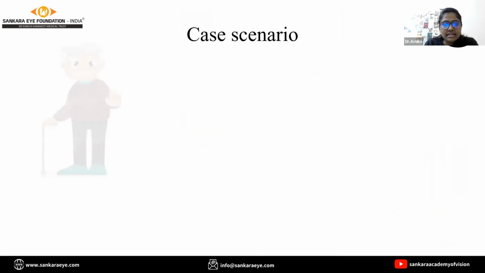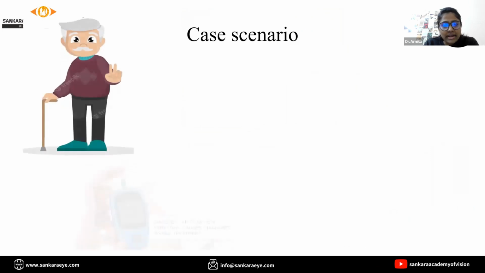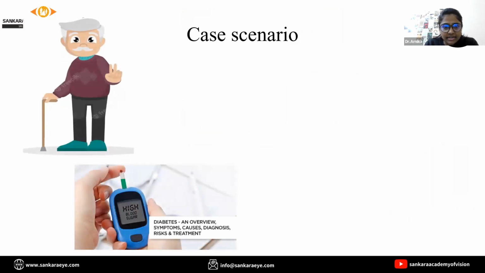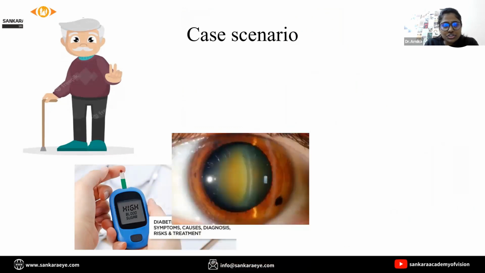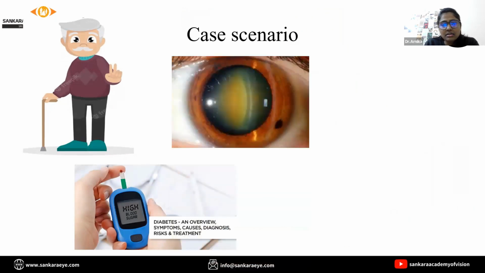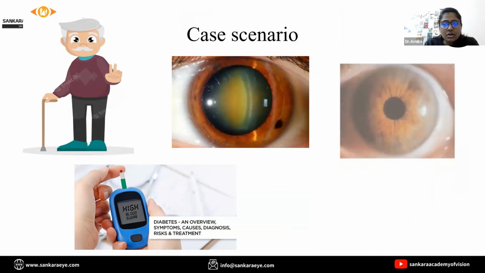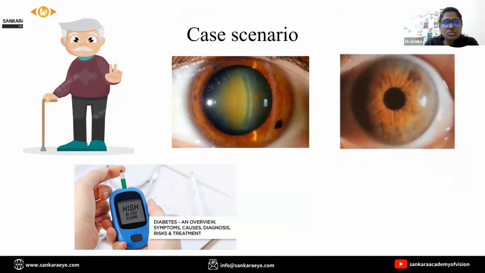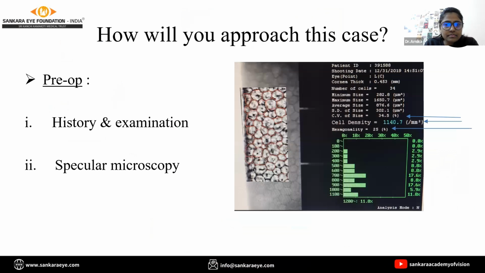Now let us take a case scenario. There is a 64-year-old man with a history of diabetes mellitus. He complains of blurring of vision. On examination, we see a nucleus sclerotic grading 3 cataract along with shallow anterior chamber. So how will we approach this case?